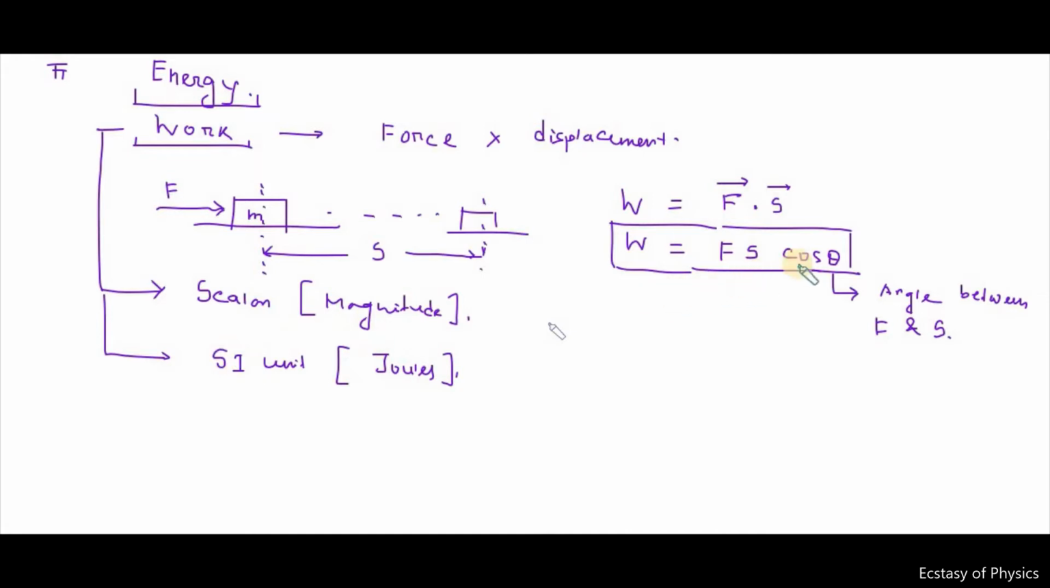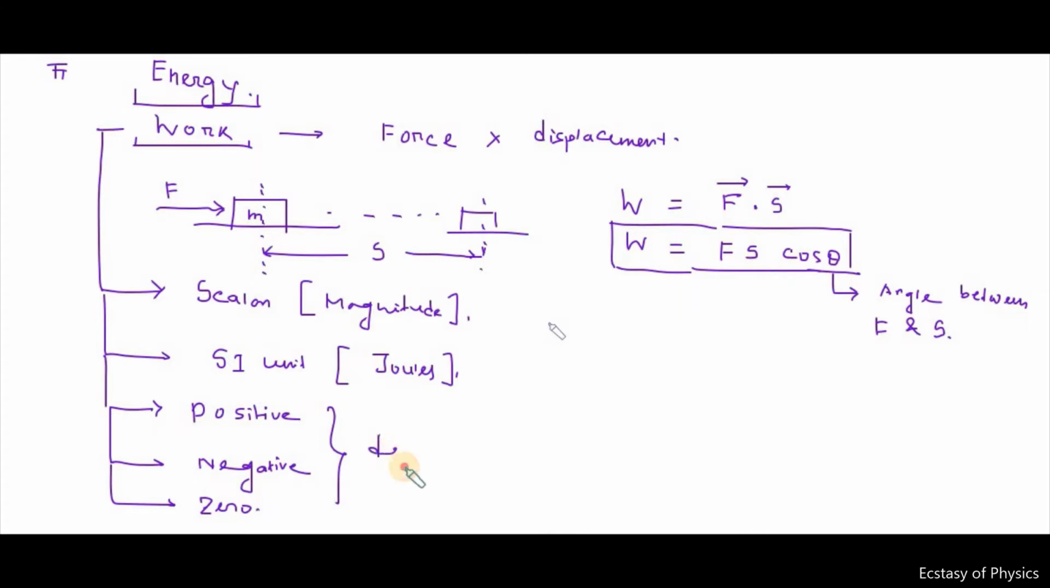And depending on the value of theta, the work done we can classify in different ways. In the sense, we can define the sign of work done. The work done could be positive, it could be negative, as well as it could be zero, and all basically depending on the value of theta. These are the classifications that we can do depending on the value of theta.